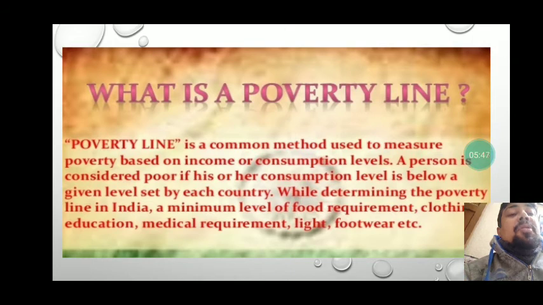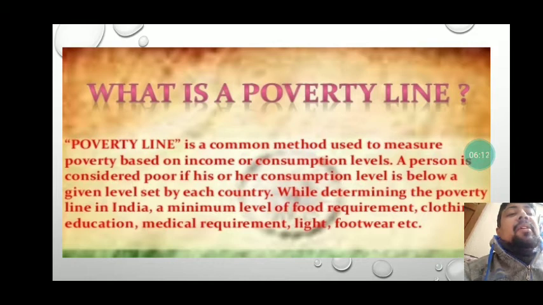So the question is, if you are going to talk about poverty, then what is the measurement? How can we measure it? There are certain mechanisms through which we can measure, and one of the methods is the poverty line. So basically, the poverty line is an imaginary line. It is a common method used to measure poverty based on income or consumption level. So here two important levels are there: income and consumption level, and based on that, poverty can be considered.